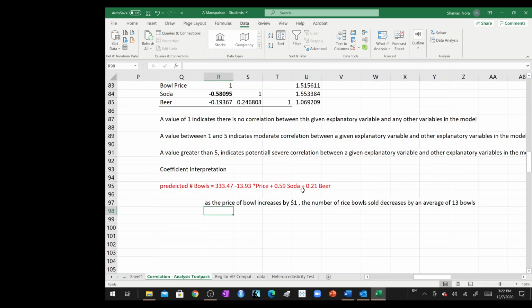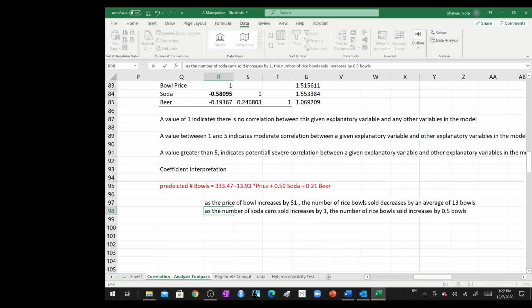All right, how about the soda? As the number of soda cans sold increases by 1, the number of rice balls sold increases by 0.5 or 0.6 balls. But this is why we need an average. Increases by an average of. You see why we need the average? The same applies here for the beer. As the number of beer cans sold increases by 1, the number of rice balls sold increases by an average of 0.21.